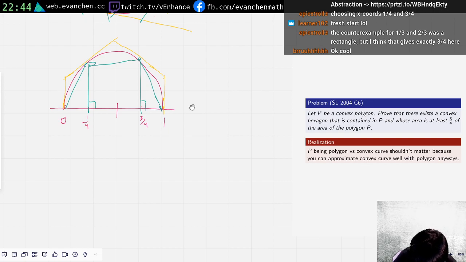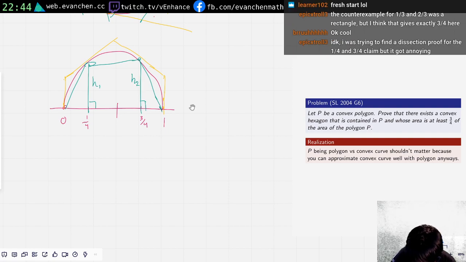Okay, so there's a 1/4, and then there's a height h1, and there's a height h2. You know the area of the green guy explicitly, so I want to bound the area of the orange guy. The orange guy is formed by... How do I want to dissect the orange guy?